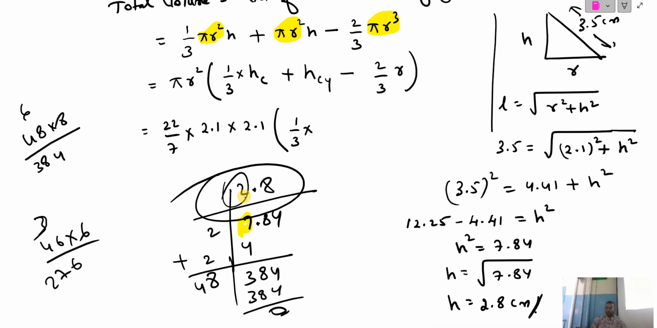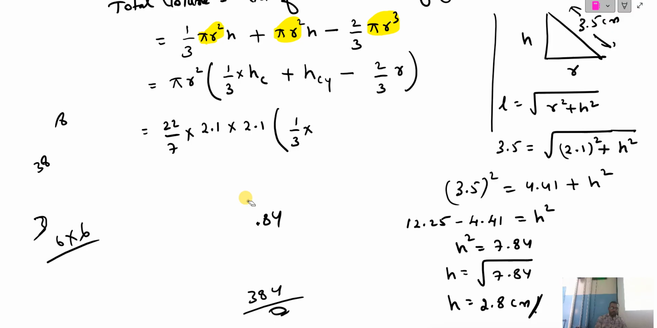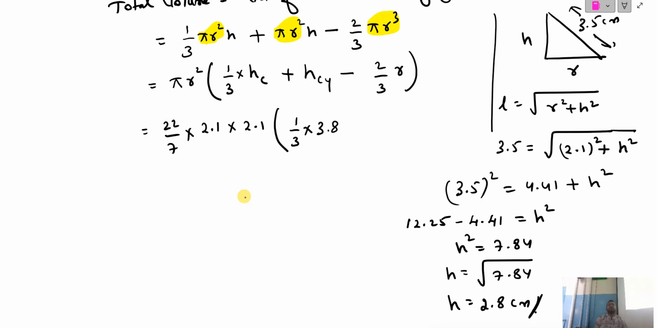So that is how we calculate the value of the height of a cone. Any doubts? So the height of the cone is 2.8, sorry. 2.8 plus what is the height of the cylinder? Height of the cylinder is 14 centimeter, right? Yes, sir. Minus 2 by 3 into radius. The radius is not 7, it's 2.1.